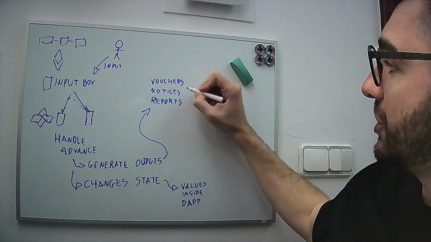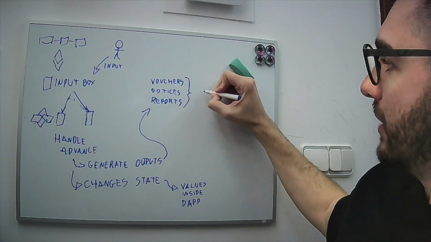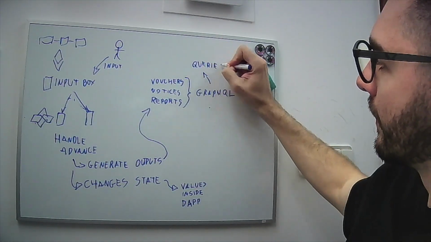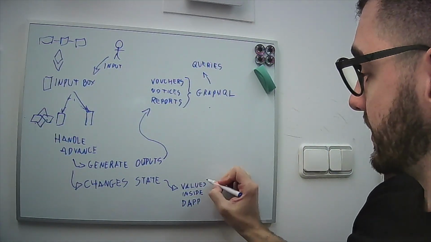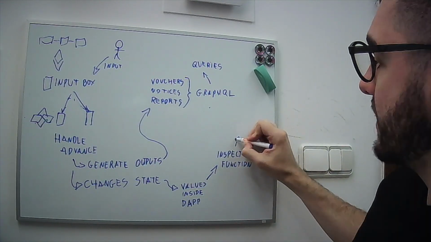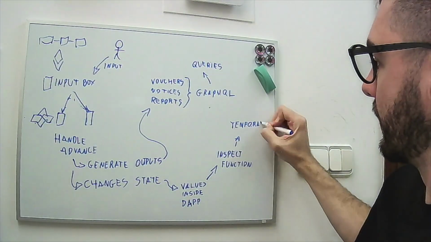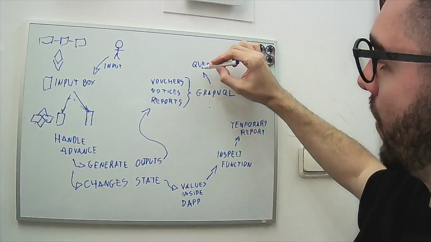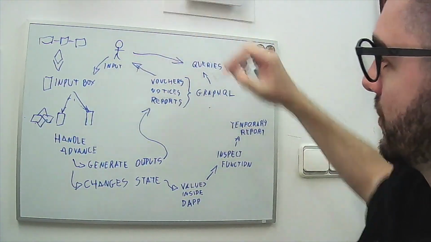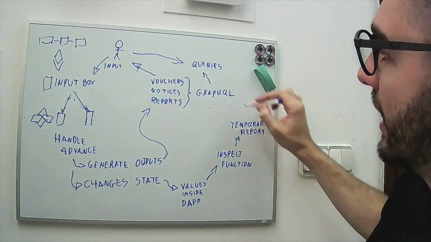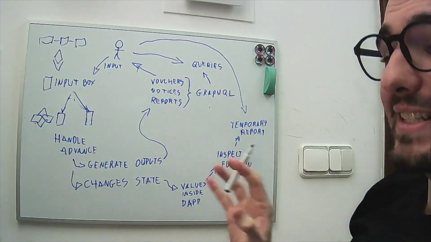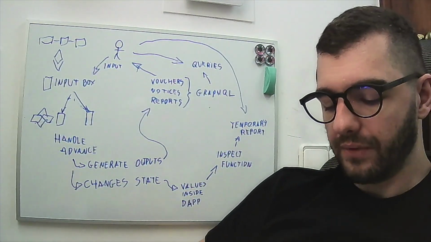All right, so how do we check this? To get these values, we can use the GraphQL API where we run queries. And in here, these values right here inside the dApp can be checked with the inspect function. It generates a temporary report. So basically what happens here is the user is gonna query to receive these outputs, the GraphQL, and he's gonna be able to go to his browser and check the routes to check temporary reports. This essentially is the whole data flow of the application.